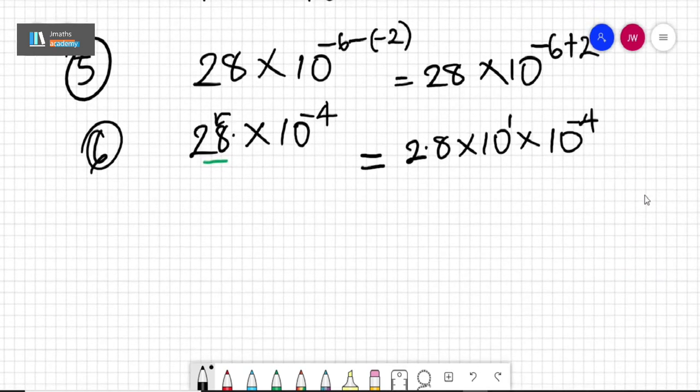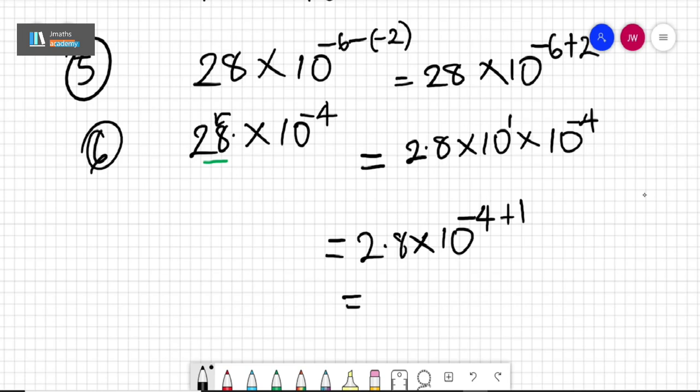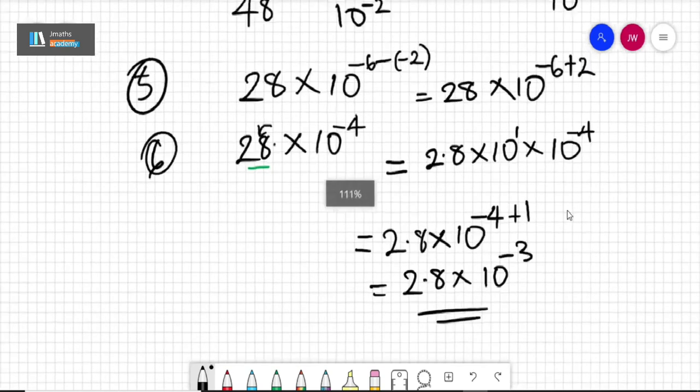We move on. So this will give us 2.8 multiplied by 10 raised to the power minus 4 plus 1. Finally, it gives us 2.8 multiplied by 10 raised to the power minus 3. So this is our final answer. So my hope is that you've understood every step we took here.